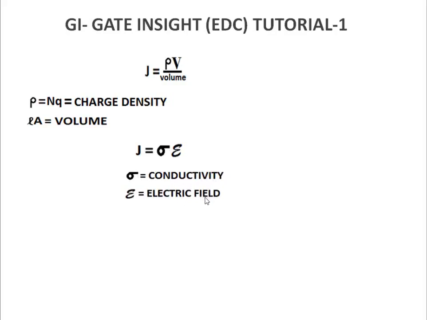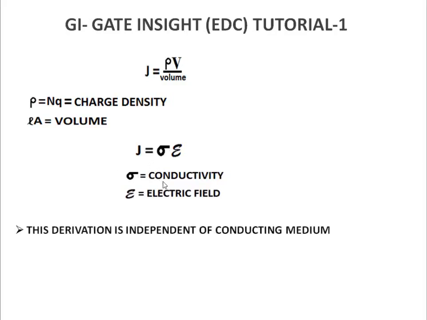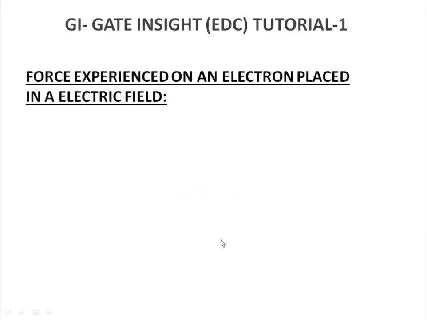Now you are going to study more about the current density J when you study electromagnetics. One thing you need to remember here is that this derivation that we have studied is independent of the conducting medium. So this derivation is not depending on the medium. The medium can be a conducting wire, or it can be a gas discharge tube. So remember that.